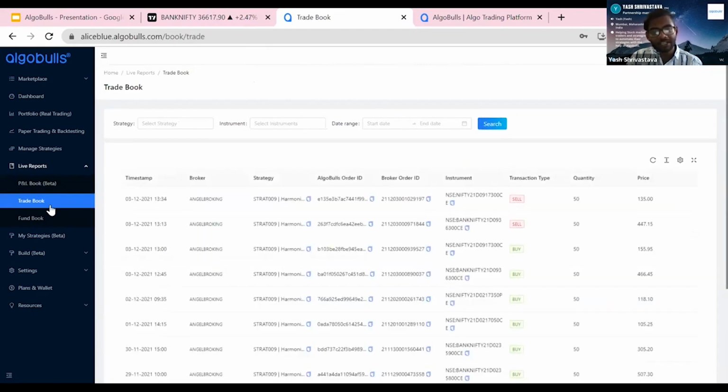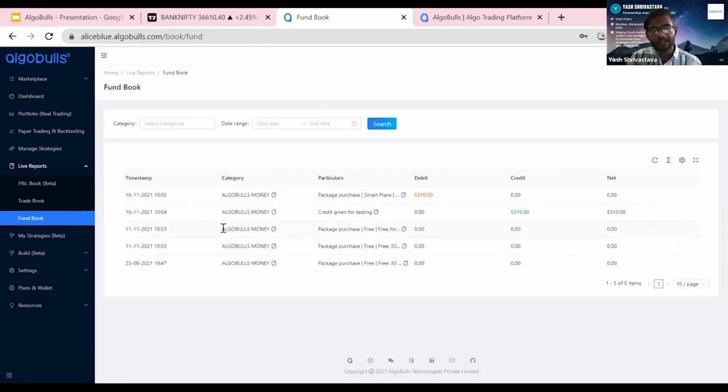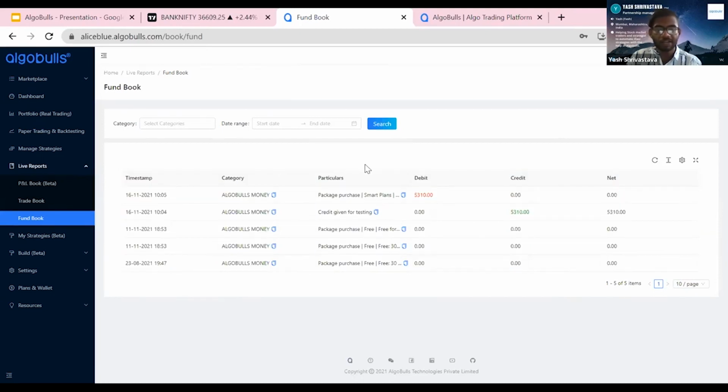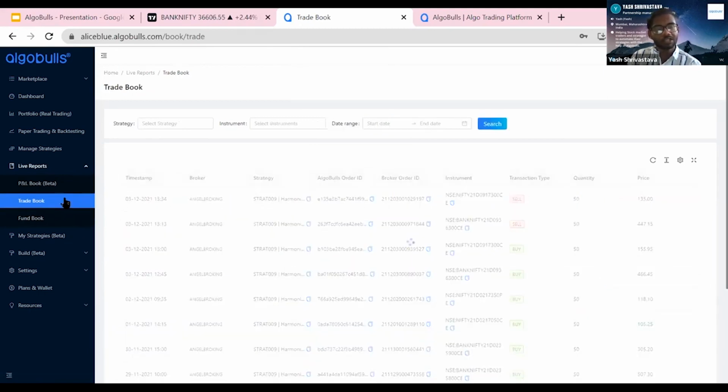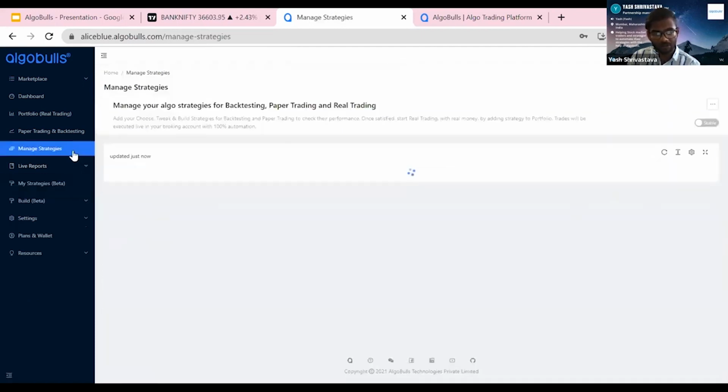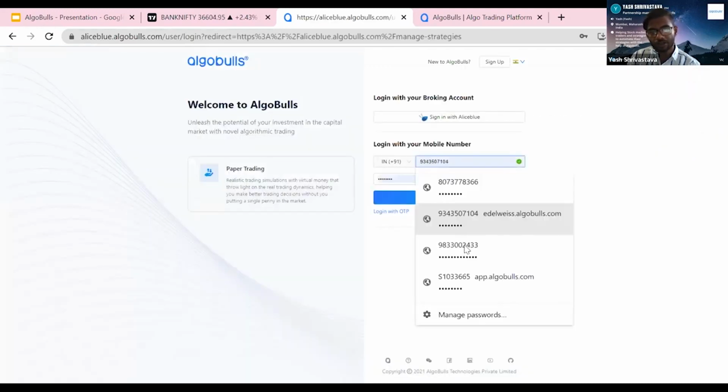In the trade book, it also shows you the trades punched in towards your broker account in terms of buy or sell orders, which you can match with your broker's contract note. It will also give you an insight into your funds book, which mostly covers the AlgoBulls money added to your wallet and purchased for the plan. So these are a few of the things which are given through algorithmic trading on your platform. I'll actually show you a different account.